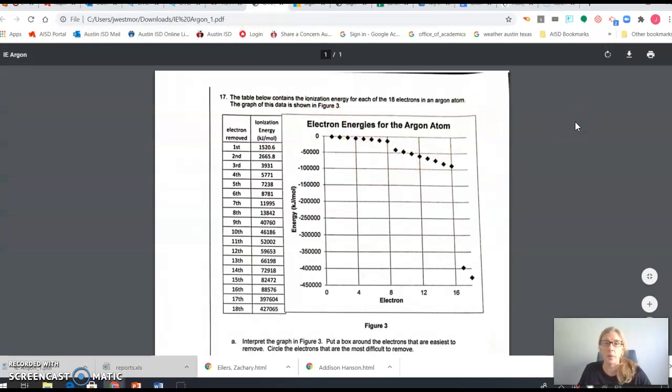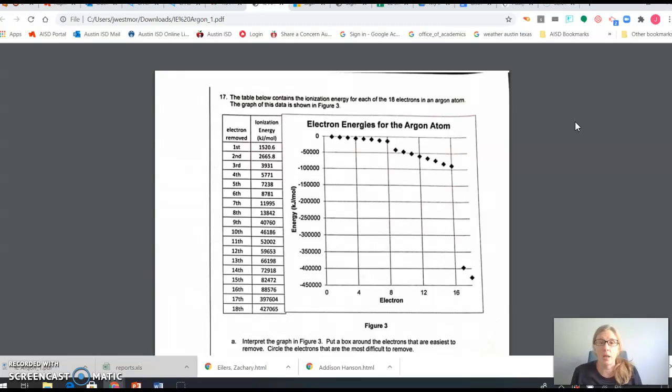So here is some ionization energy data for an atom of argon. You have a data table which shows you the ionization energy measured in kilojoules per mole for each of the 18 electrons that are part of argon's atomic structure being removed one at a time. And then we also have a graph with the x-axis being which electron is being removed and the y-axis being energy in kilojoules per mole.